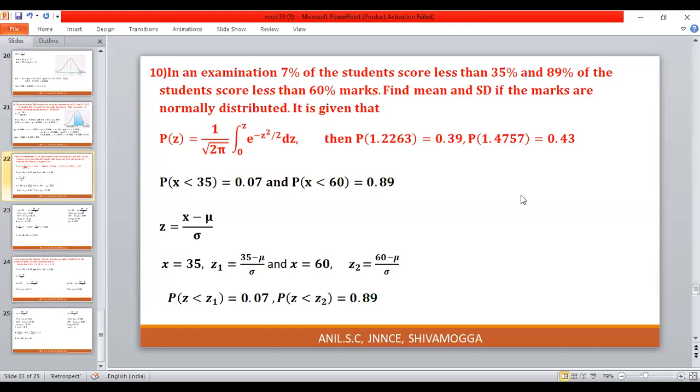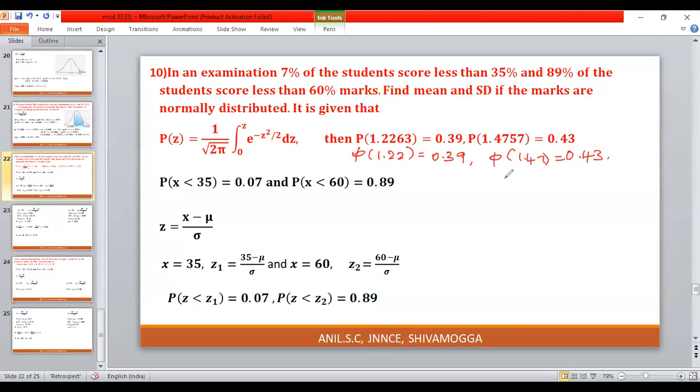It is given that phi of 1.2263 is 0.39. P of 1.2263, or I can read it as phi of 1.2263. Both the notations can be used here. Phi of 1.22 is enough, 0.39, and phi of 1.47 is equal to 0.43. These are the given data.